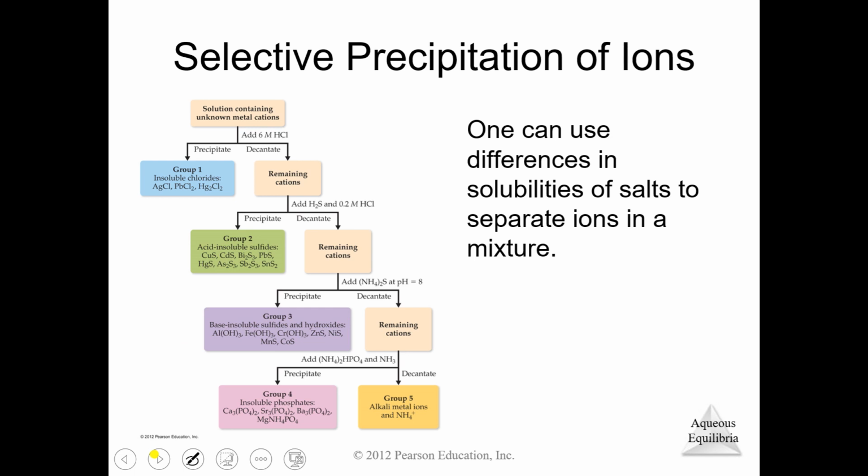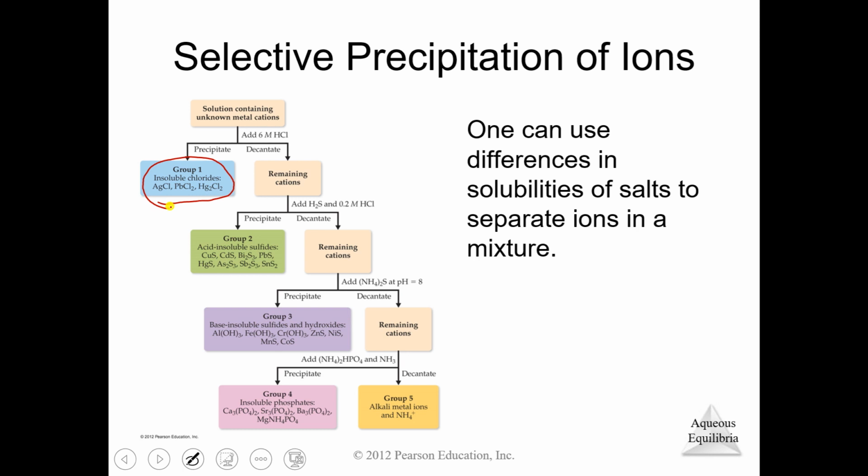If we look at the differences in solubilities of salts, we can see what's happening. If we go through this flow chart, we'll see what we call selective precipitation of ions. If we have a solution with some unknown metal cation and we add 6 molar hydrochloric acid, what happens? Do we get a precipitate, or do we decant out the remaining cations? If we get a precipitate, it's one of these 3 choices, because we're following our solubility rules.